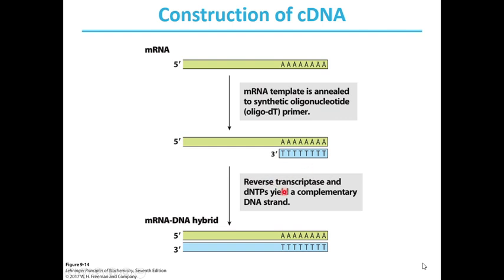Following this, reverse transcriptase is added and specific nucleotides are added so that this reverse transcriptase can convert this RNA to a DNA. And in this case, deoxyribonucleotides are added so that the new strand that reverse transcriptase is making from the mRNA is a DNA.